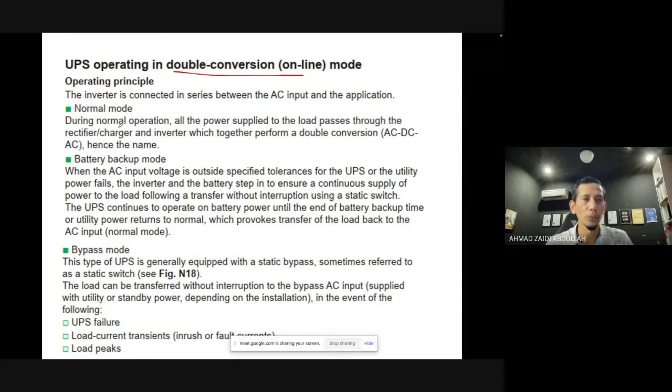Okay, the concept is the same. It has 3 modes, which are normal mode, battery backup, and bypass mode. So that's the double conversion. So the best UPS is the online type of UPS. So during normal mode, it is the same, right?